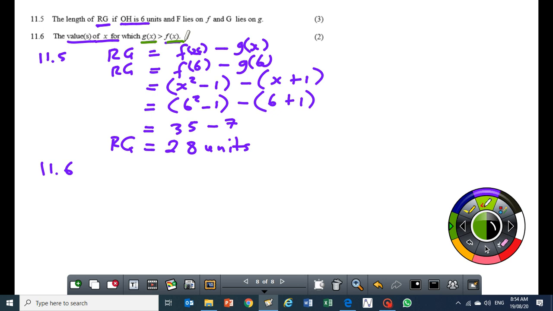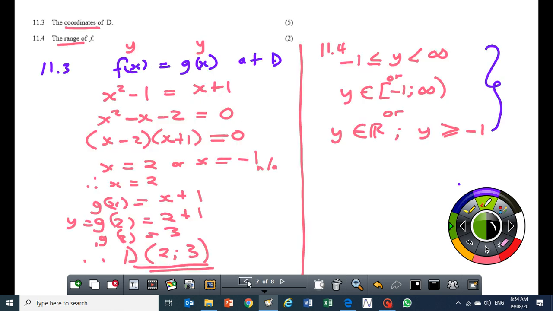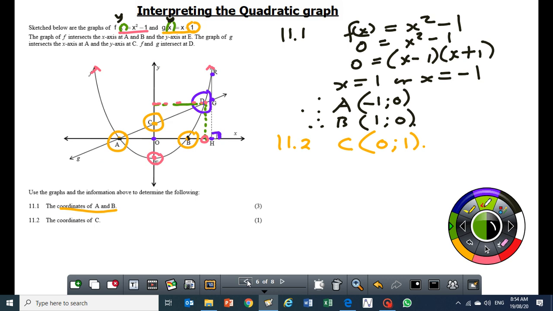What is that interval? Such that the y values of the straight line are greater than the y values of the quadratic. That's what the question is asking, and the interval must be in terms of x. So we go back to the graph.